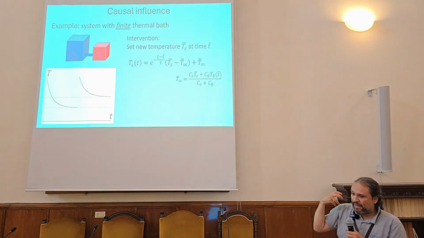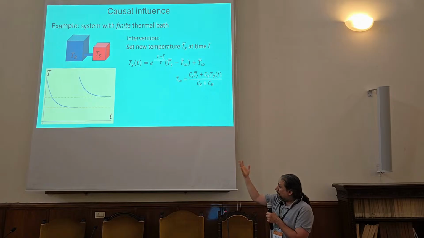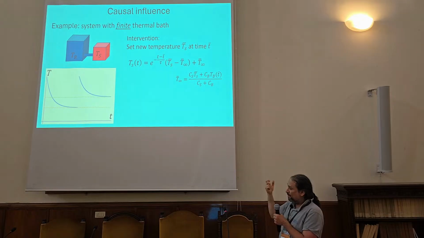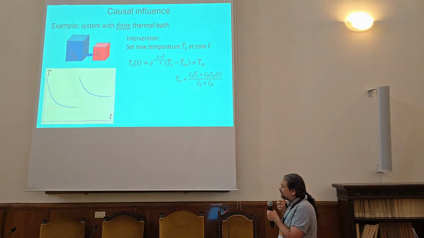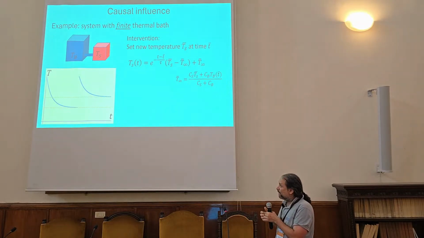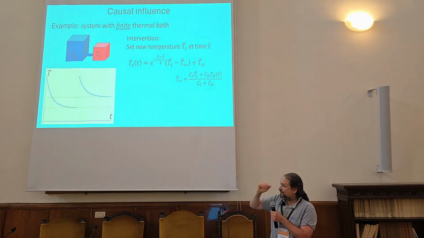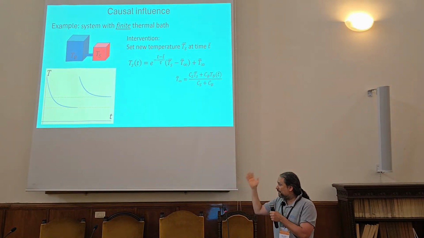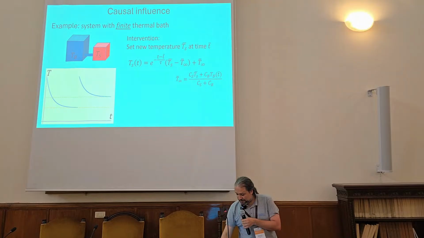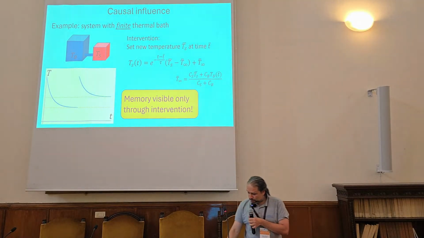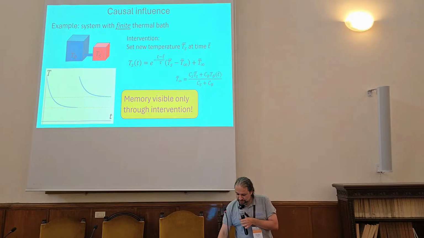In other words, the environment, my thermal bath, has memory of the property of the system it was interacting with before. So if you do interventions, you can determine that the bath is finite size and that it has memory, while you cannot see it if you don't do interventions. The memory in this example is only visible through interventions. So this means we also have to modify the classical story a little if we want to include interventions.